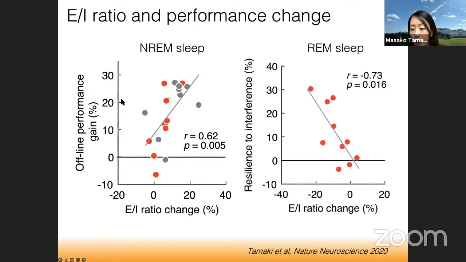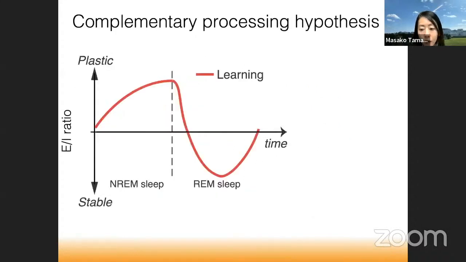This shows the scatter plot between the EI ratio change during REM sleep against the amount of stabilization of learning. There was a significant negative correlation between them. So when the EI ratio was more inhibitory during REM sleep, this would make learning more stabilized after sleep. These results suggest two distinctive mechanisms for non-REM and REM sleep with opponent patterns of neurochemical processing.